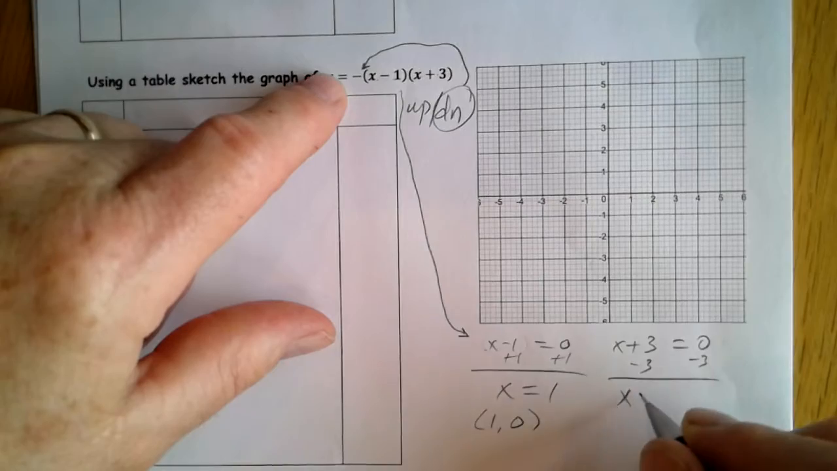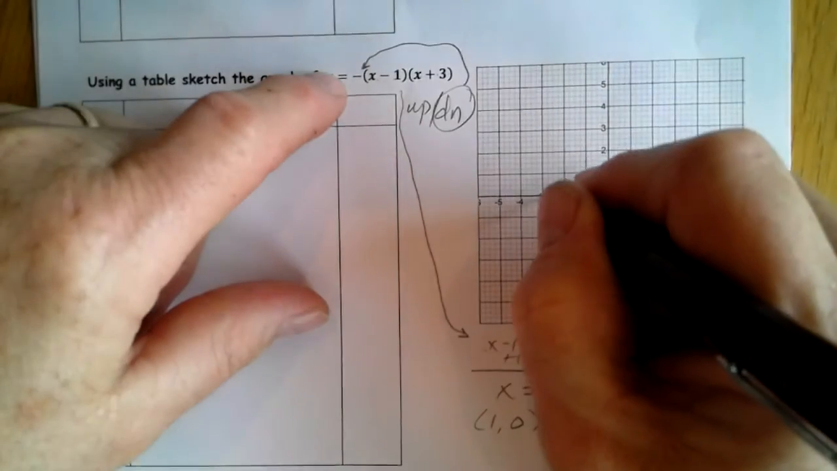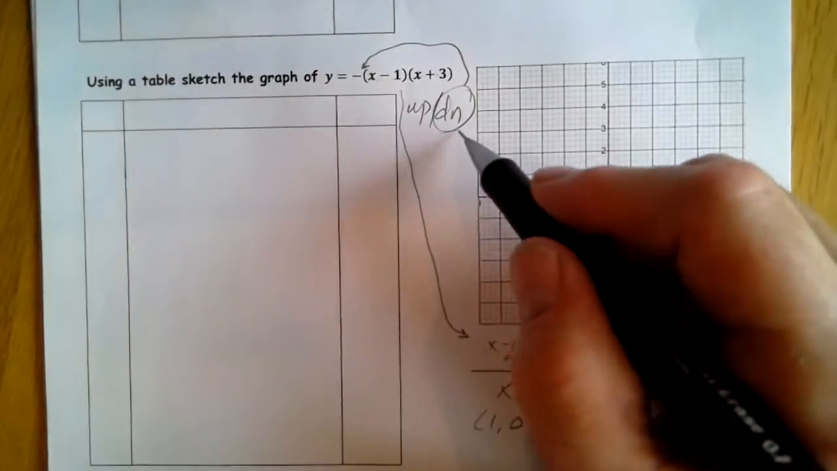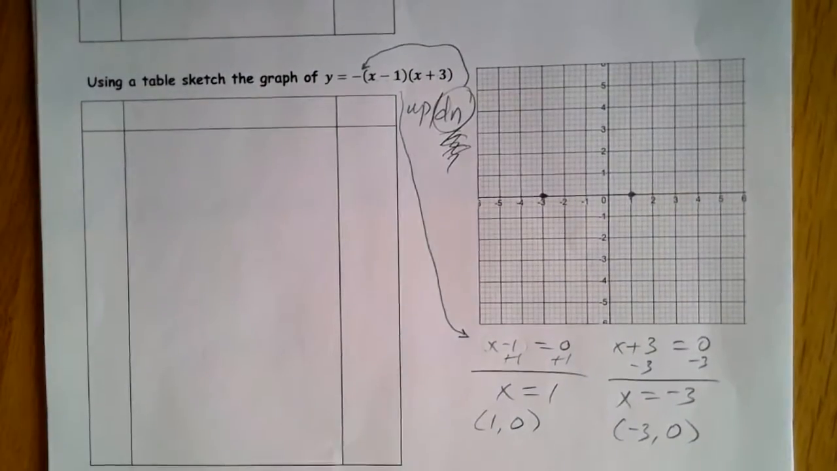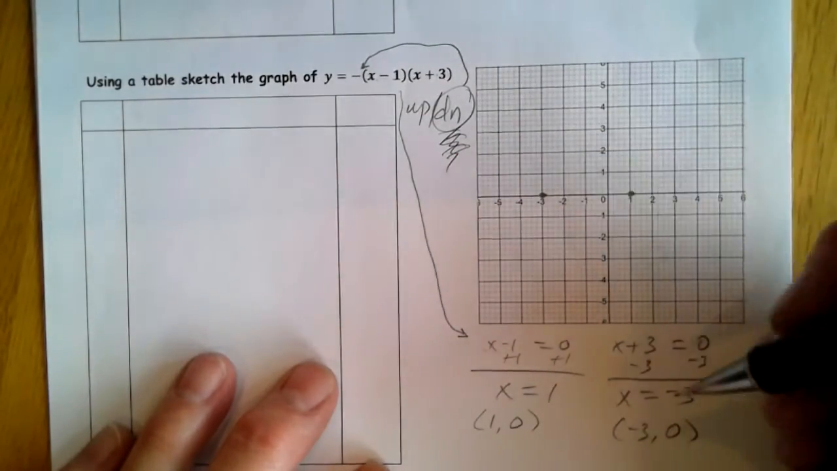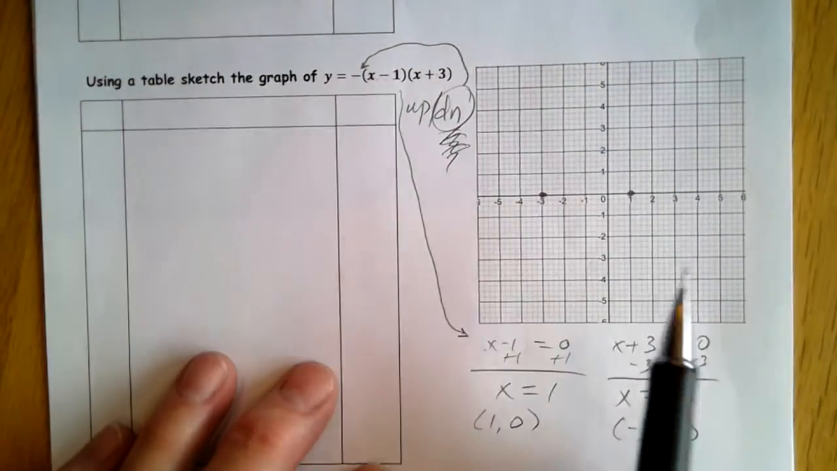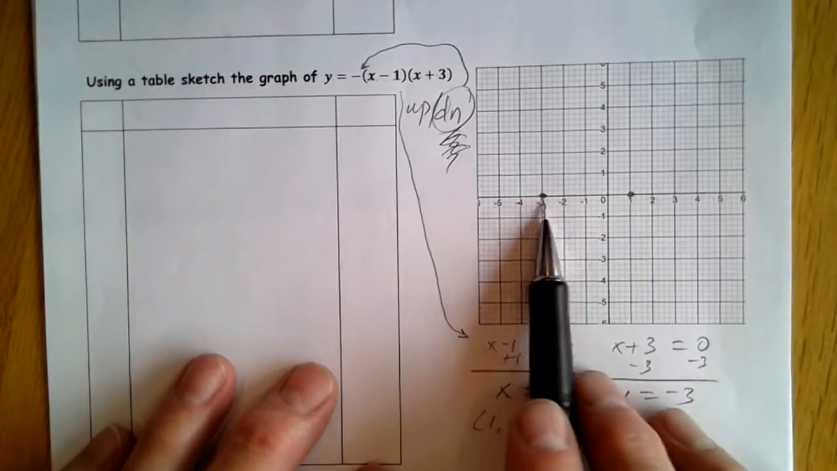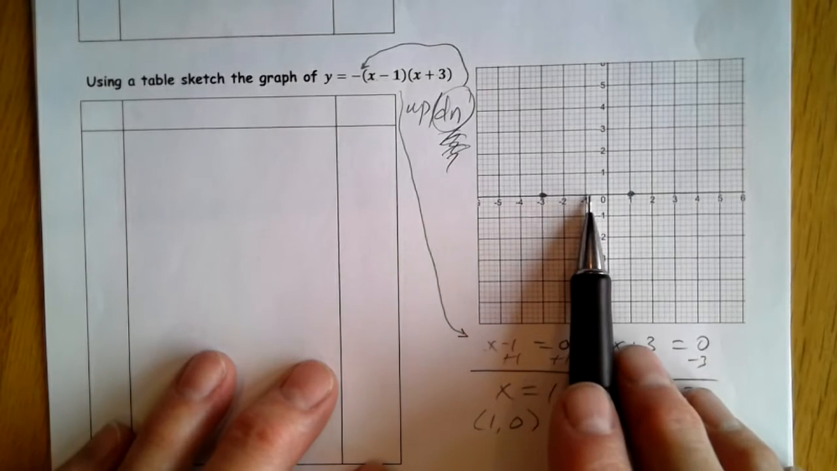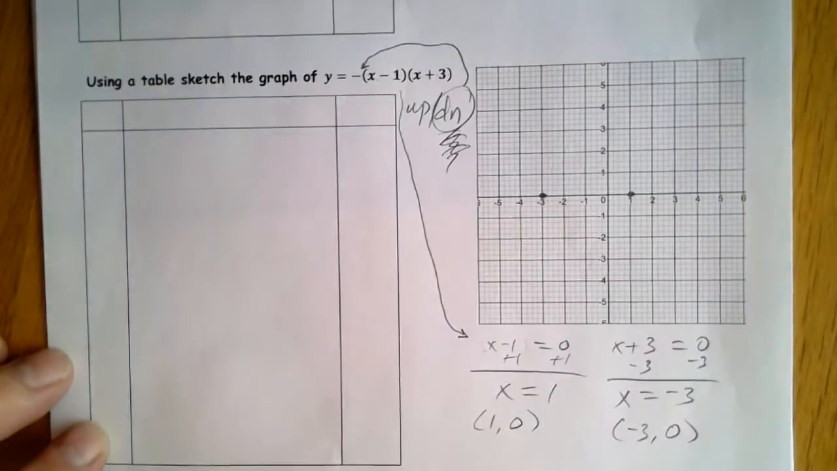So I'm going to put a point there, and I'm going to put a point here. And I know it's opening down, so I know that my vertex is somewhere up above the x-axis. My graph is going to go through and through. Now, since I know that the axis of symmetry splits the points, I can count 1, 2, 3, 4. So -1 is my vertex.